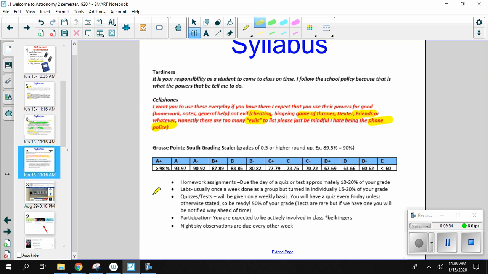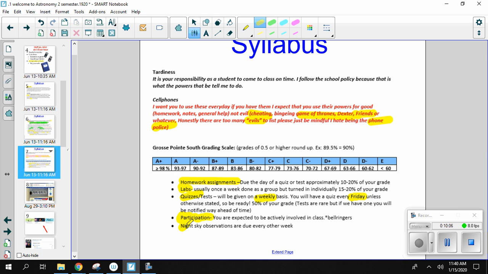Standard grade scale, I round up at half, so 92.5 would be a 93. Homework assignments, make sure you turn those in on time. Labs, make sure you turn those in. We usually get 1 or 2 labs a week. Quizzes, we'll have those every Friday, so weekly, unless something weird happens. Participation, those are your bell ringers, so make sure you're doing those.